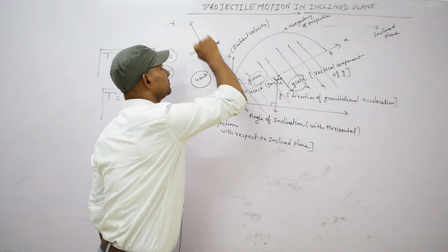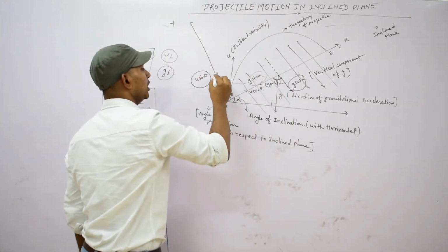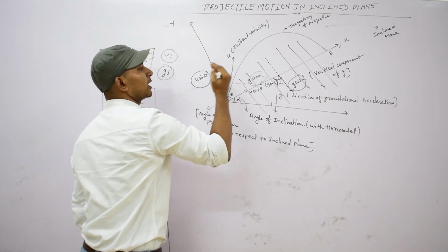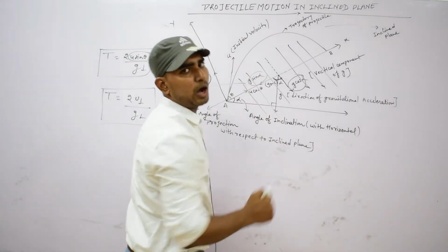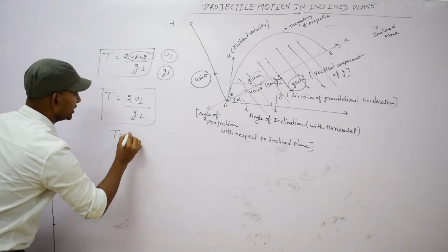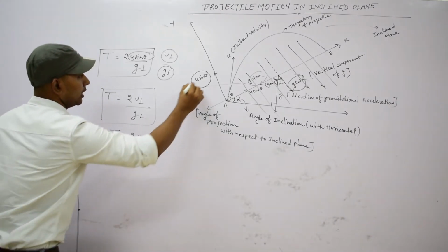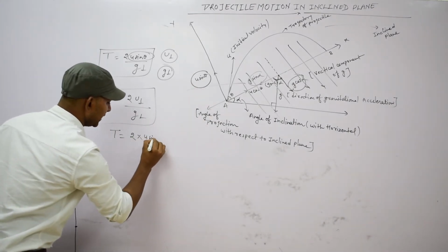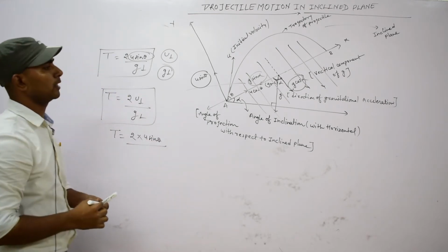Okay, so just see here, with respect to this particular inclined plane, the u sin theta component is acting upward. Means we can use what? In place of u, I can use 2 into u sin theta. Okay.